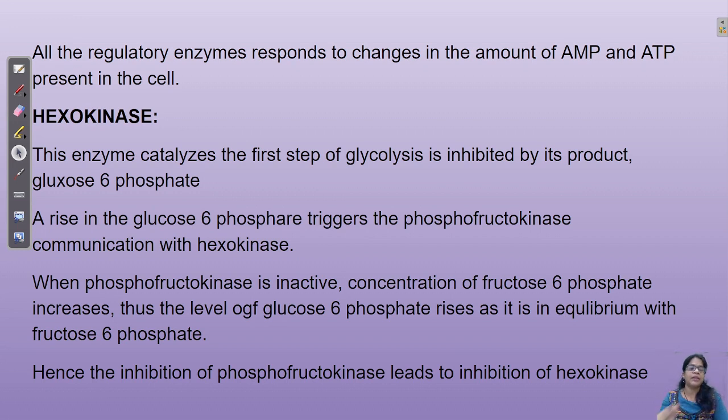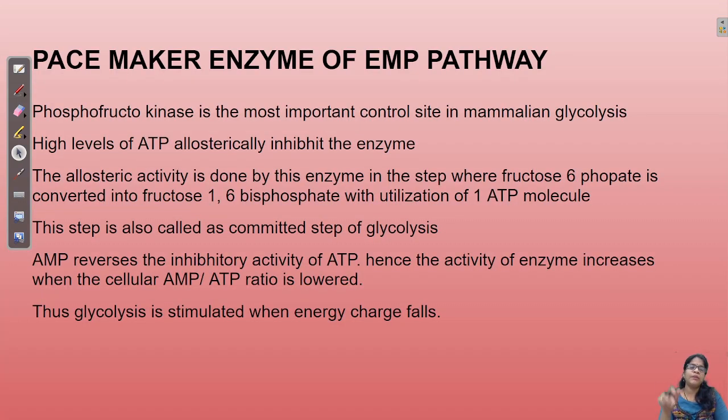That is why hexokinase is considered to be one of the regulatory enzymes of glycolysis. But more importantly than hexokinase, we have phosphofructokinase, because phosphofructokinase is considered to be the pacemaker. You have already heard that a pacemaker regulates your heartbeat, right? Regulating your heartbeat is very important. In the same way, regulating your glycolysis is also important, which is done by phosphofructokinase.